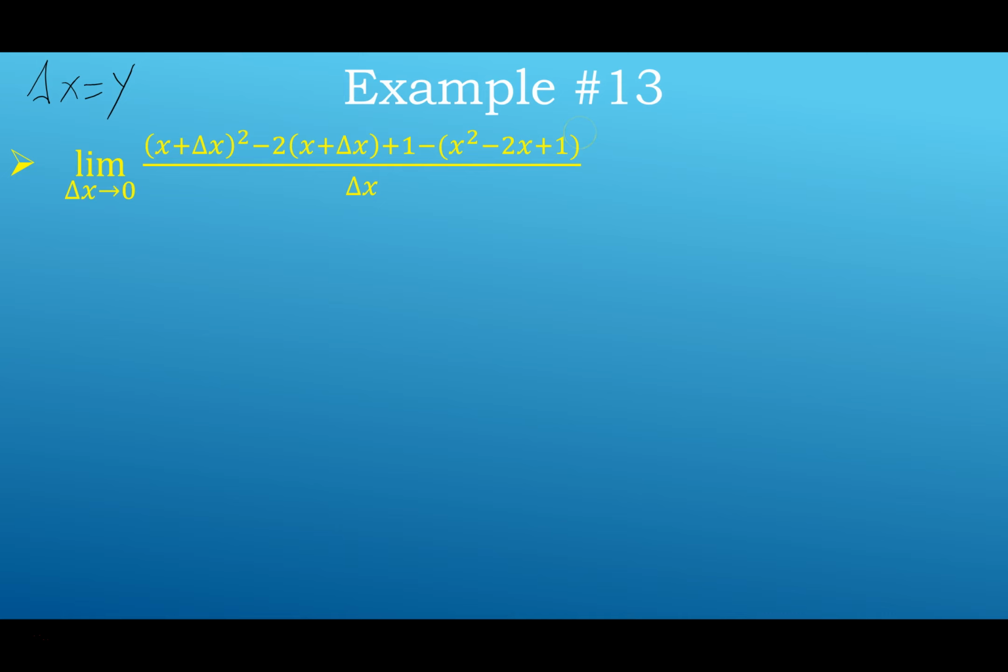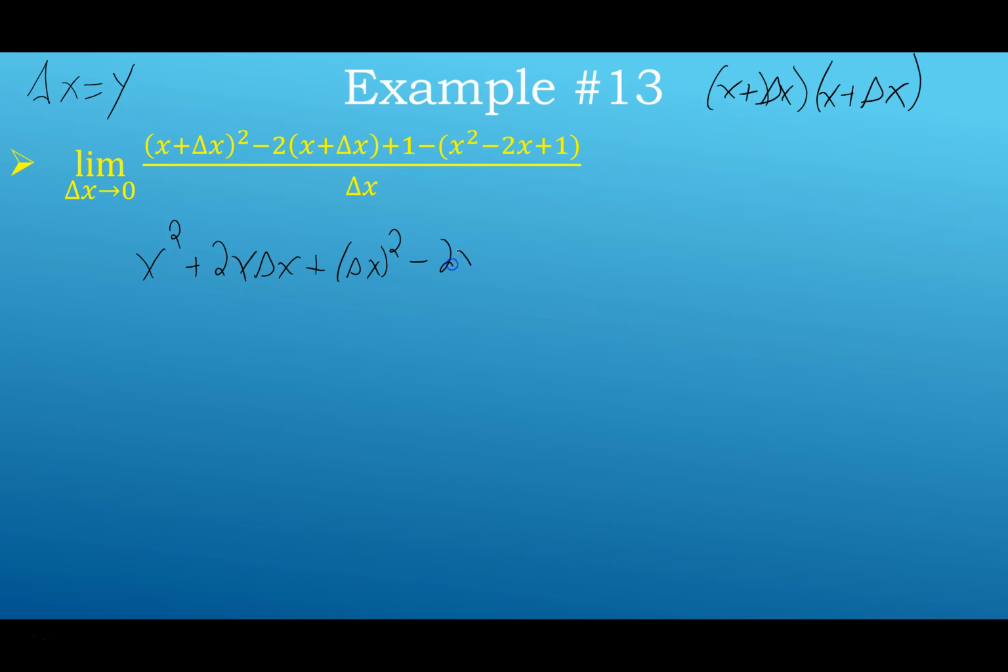We have this expression, and if we're plugging in 0 right now, you will get 0 over 0, because we'll just have x squared minus 2x plus 1, canceling there, and 0 on the bottom. So for this particular problem, what we want to do is square out this expression, combine like terms, and see what happens. Now remember, we have x plus delta x squared. It's really x plus delta x times x plus delta x. We've got to make sure we FOIL. So we get x squared plus 2x delta x plus delta x squared.